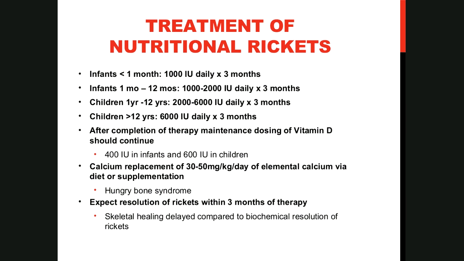As far as the treatment duration, typically we would expect resolution of rickets within 3 months of therapy. In general, though, skeletal healing is going to be delayed compared to biochemical resolution. And so it's important to check labs within a month of starting therapy. By this point, the acute hypocalcemia and hypophosphatemia should have resolved, and the alkaline phosphatase level should really be trending downward, if not completely normalized. And then you would check labs monthly, at least, until you have complete biochemical resolution of the rickets. And then at 3 months, if your labs have normalized, it would be completely reasonable to obtain radiographs just to ensure there's been skeletal healing.